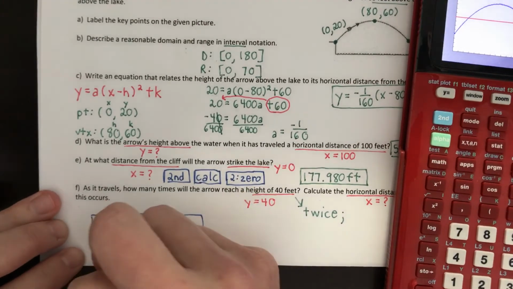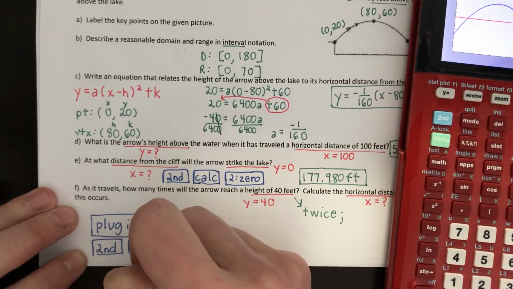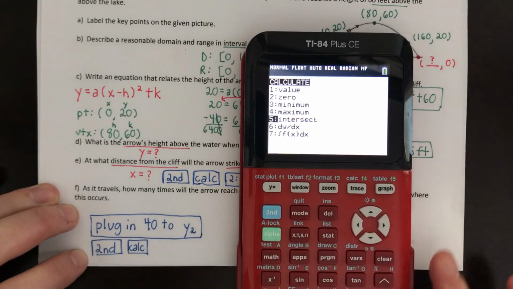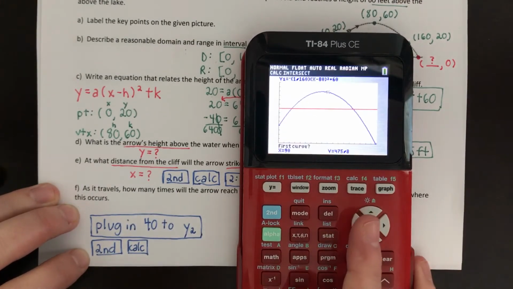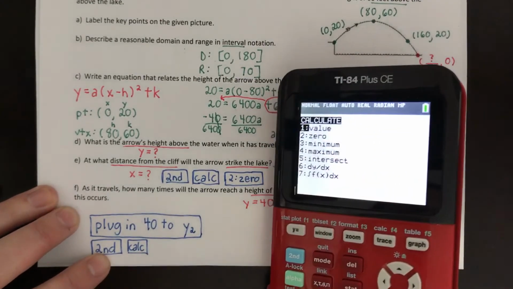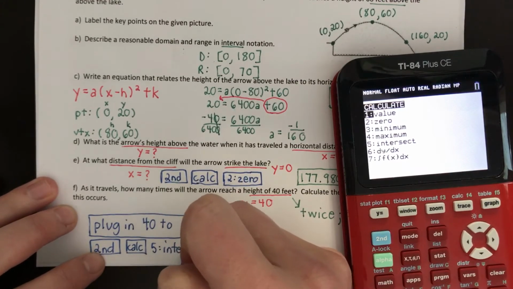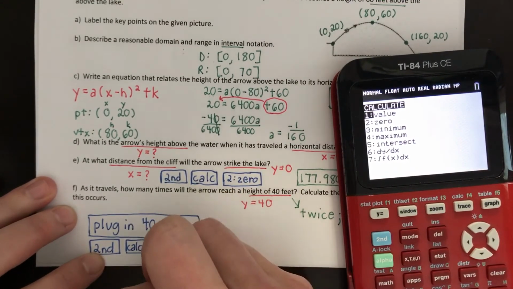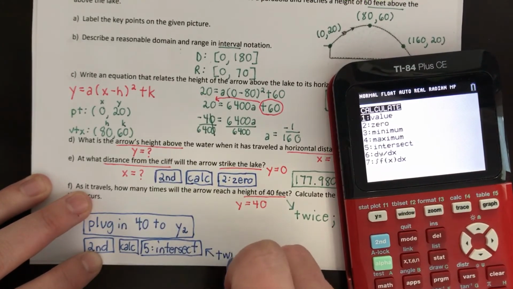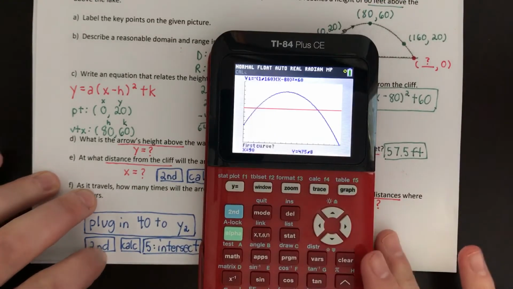And then you'll do second calc. All right, second calc. And you want to find that intersection of those two lines. So second calc, and number 5 was intersect. Intersect. And you'll have to do this part twice, right? Because there's 2 intersection points. So you'll have to do this twice.